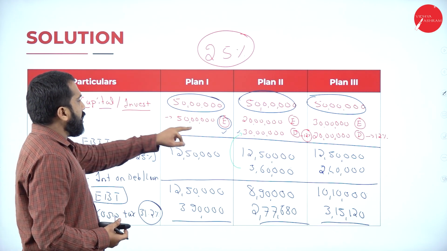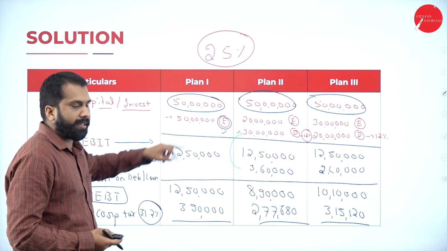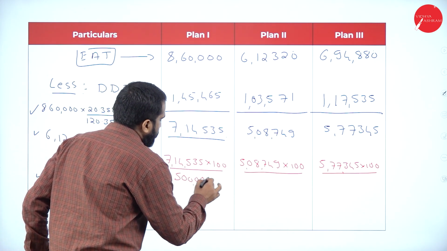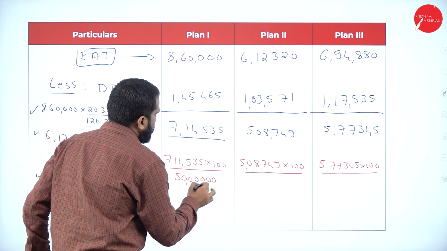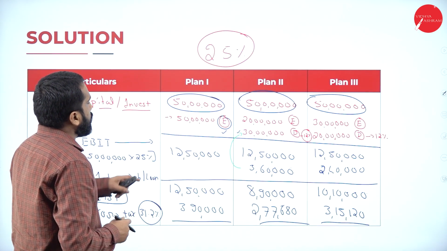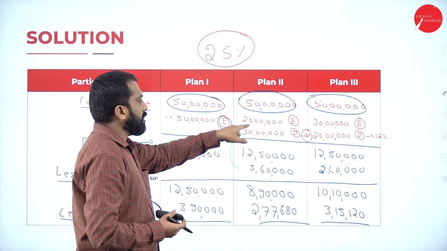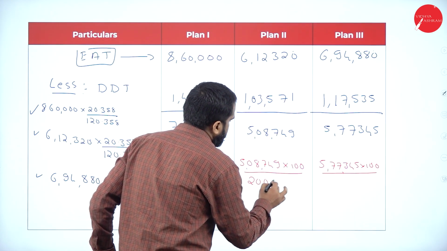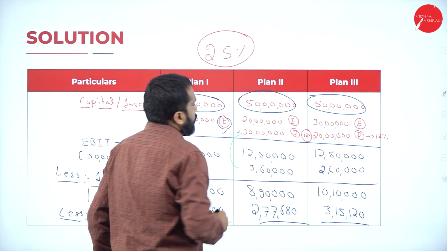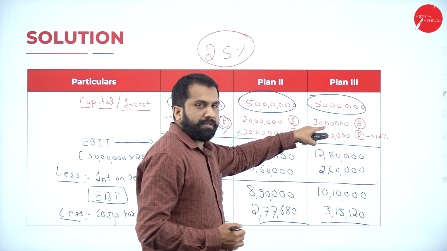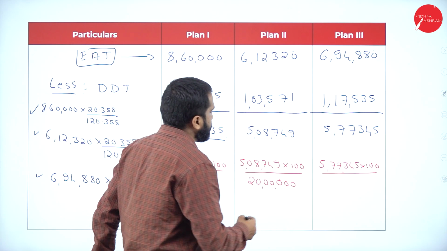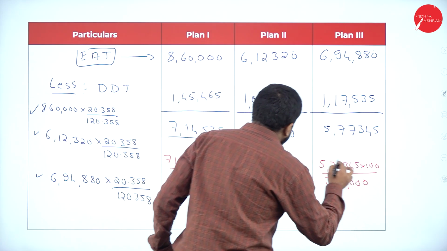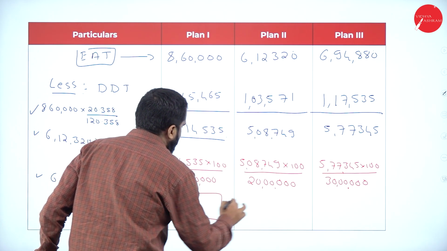Plan number 1. How many equity shares? 5 lakh. So the value of the equity share is 5 lakh. It is not 5 lakh, 50 lakh. In the second option, what is the equity share value? 20 lakh. So take 20 lakh. In the third option, what is the value of equity? 30 lakh. Take 30 lakh. Now you will get your final answer.